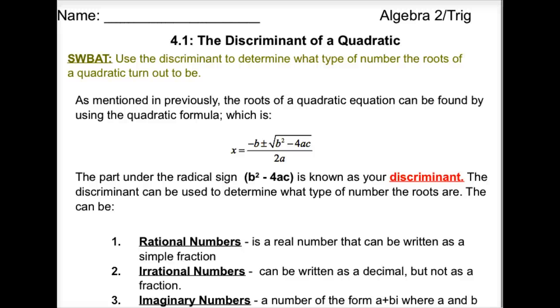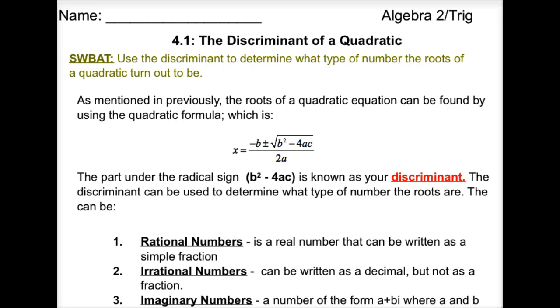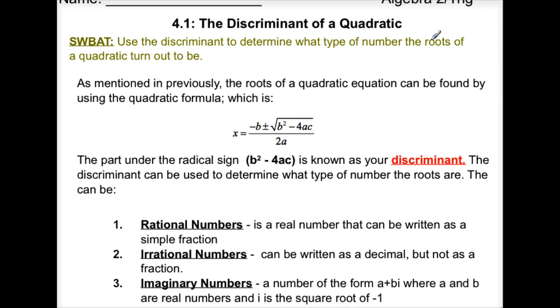Hey guys, welcome to Unit 4, which is about complex numbers. Our first lesson, we're going to continue from where we left off in Unit 3 with the quadratic formula. So, Unit 4.1 is about the discriminant of a quadratic. By the end of this lesson, your goal is that students will be able to use the discriminant to determine what type of number the roots of a quadratic turn out to be.